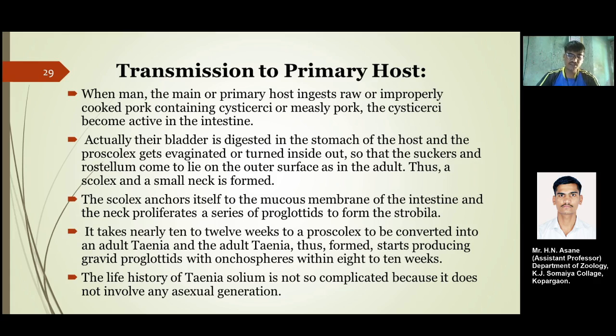Okay, after that it is going to mature and find a sexual partner. Okay, sorry, the sexual partner is not required, hence it is the hermaphrodite. So asexual generations do not happen in this particular Taenia solium life cycle.